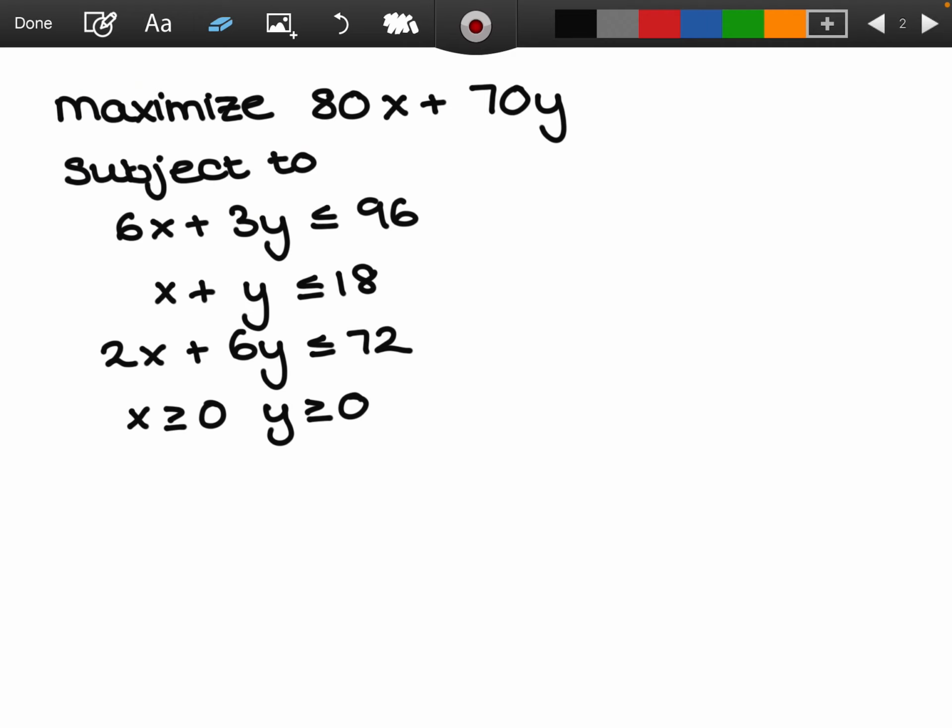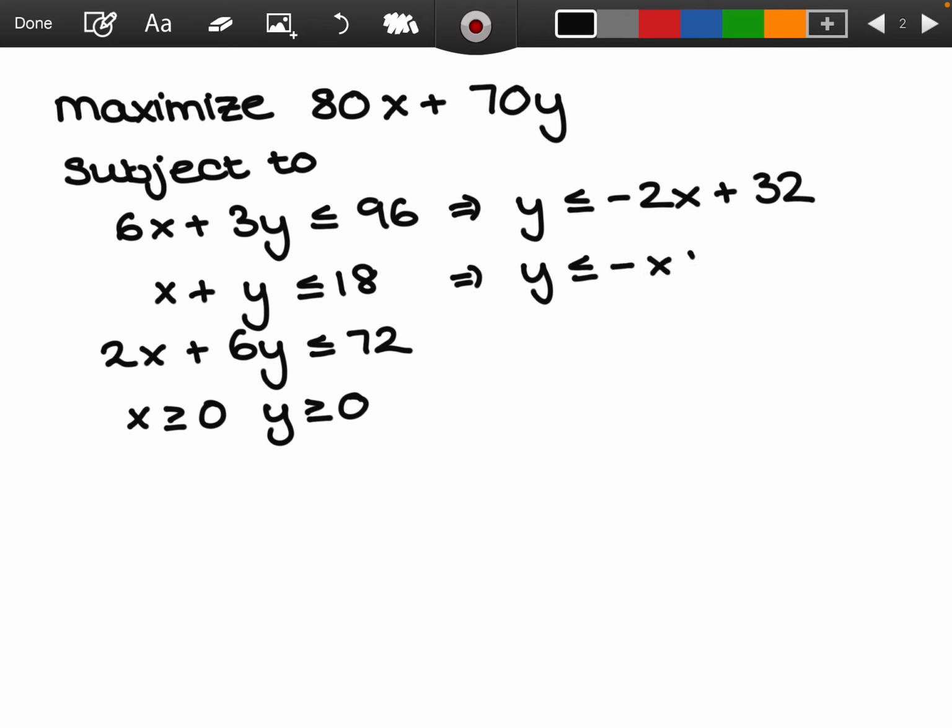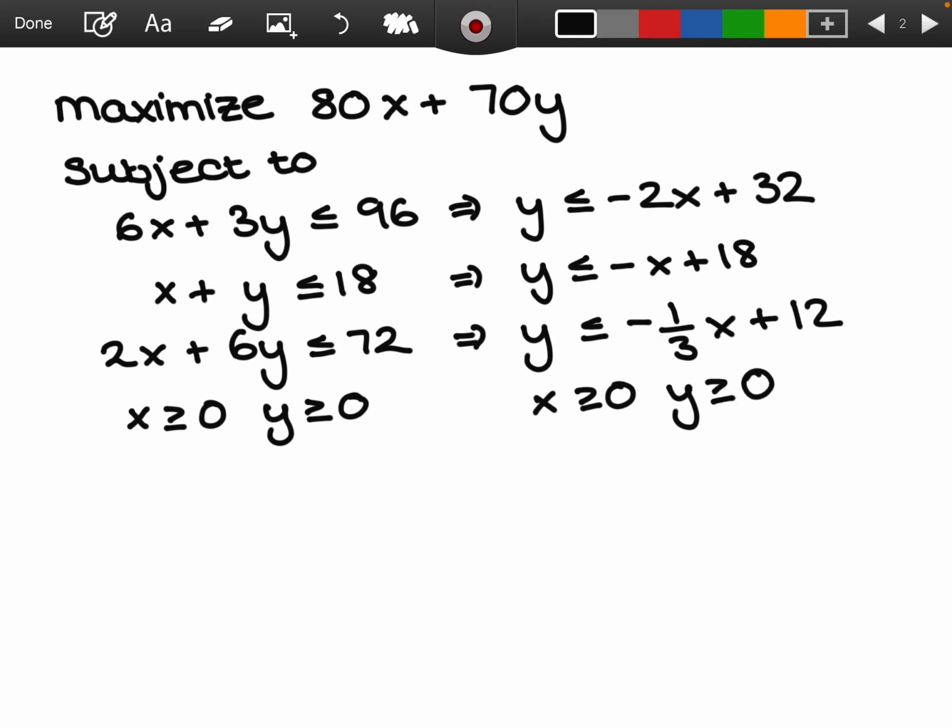So let's go ahead and rearrange these. If you rearrange this first one, you should get that y is less than or equal to negative 2x plus 32. So that is now in slope-intercept form. The next one is y is less than or equal to negative x plus 18. And the last one is y is less than or equal to negative 1/3 x plus 12. And then the last two can remain the same.